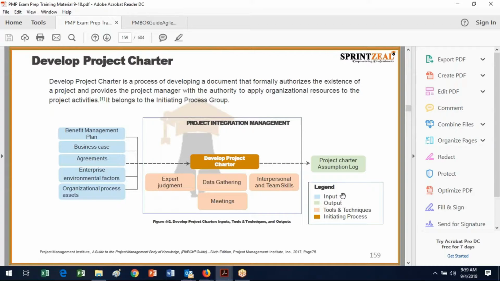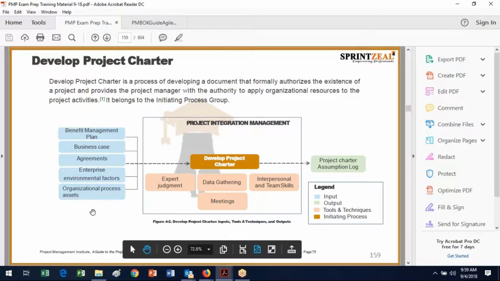So I don't know if you can see, on the legend, basically the blue is the inputs and the greenish is the outputs. And the pinkish are the tools and techniques, and then the gold is the name. And because it's in gold, it's part of the initiating process group.